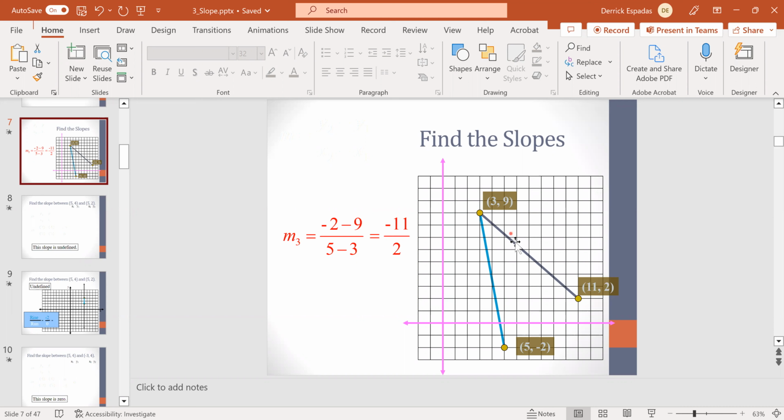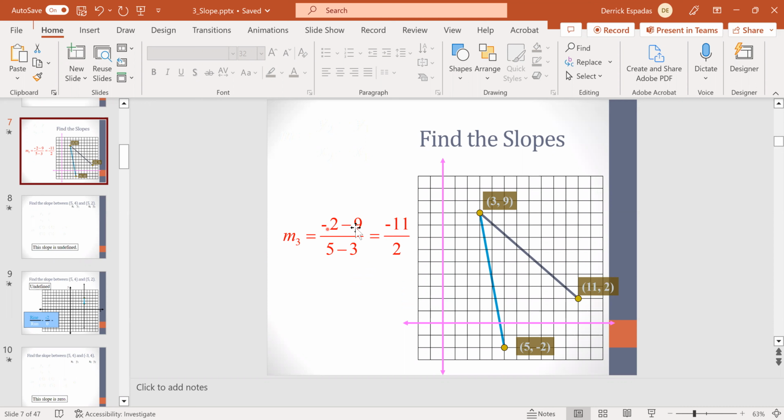So then we're just going to start replacing, move them on over. So we want y2, which is -2, minus y1, which is 9, over x2, which is 5, minus x1, which is 3. Okay, remember, we're just setting up at this point. We aren't doing any math. Now that it's set up, now we do the math.